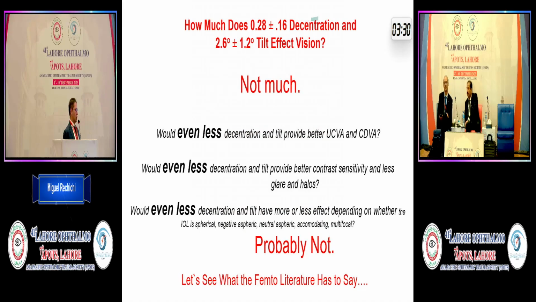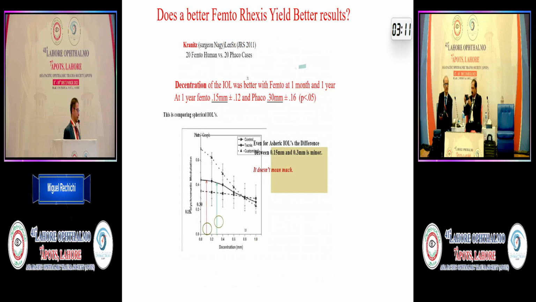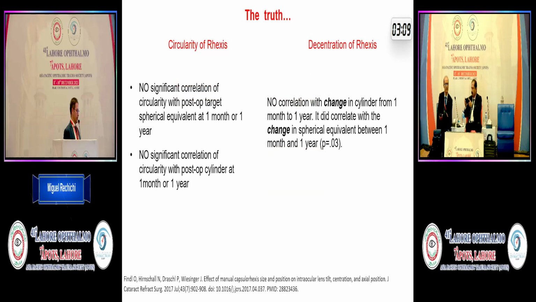So how much does 0.2 millimeter decentration affect the vision? Not much. For this reason, femtosecond laser cataract surgery will not help in effective lens position. And this is very true, but it is true in the average eye. In the average eye, the good capsulotomy of a femtosecond laser will not affect the final results.